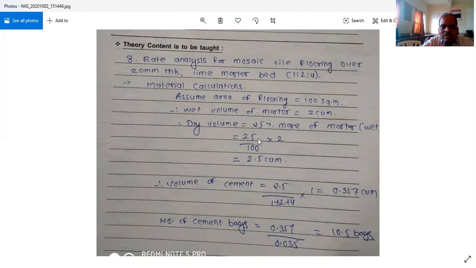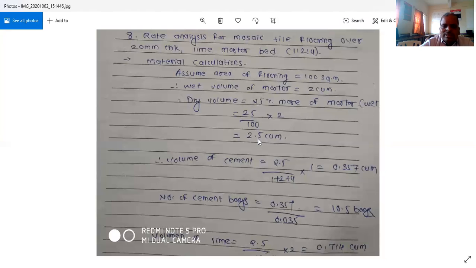So again for the material calculations, as we know the flooring is in square meter, so we have to consider 100 square meter. Therefore the wet volume of mortar required is 2 cubic meter. It is directly given to us. So dry volume is 25% more to get the wet volume. So dry volume is equal to 25 upon 100 into 2, that is 2.5 cubic meter. After that, the volume of cement is 2.5 divided by the addition of proportion, that is 1 plus 2 plus 4, into 1 is the proportion of cement, that is 0.357 cubic meter.